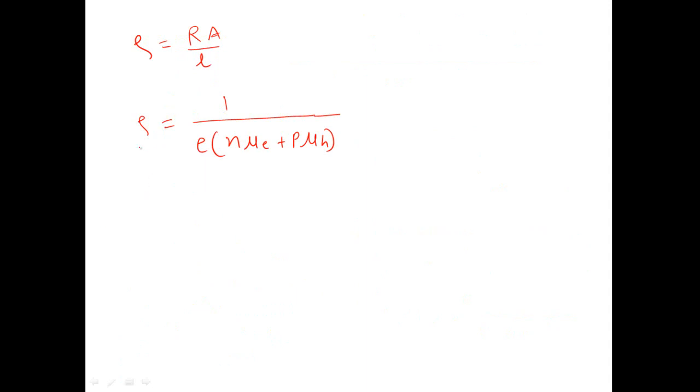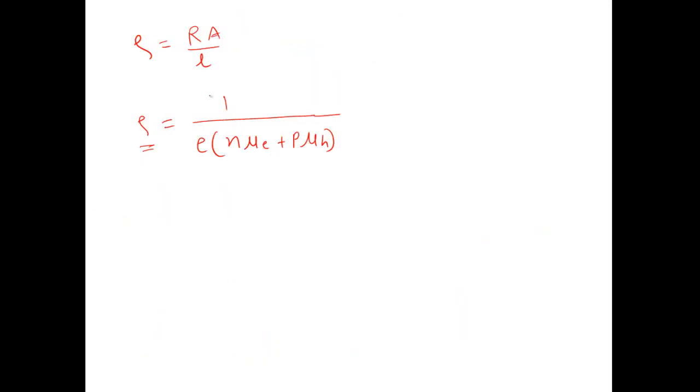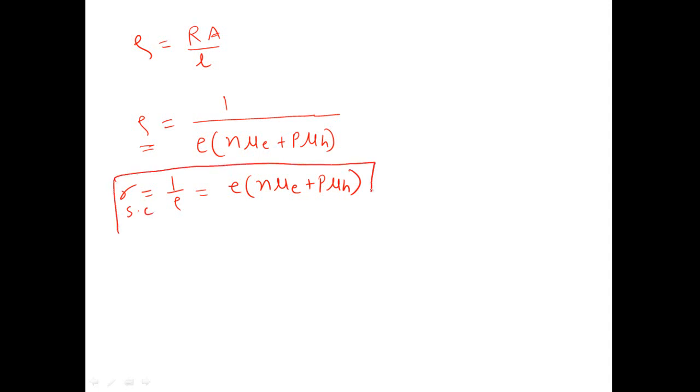Now this is the equation in terms of resistivity, but we are going to derive the equation for conductivity of a semiconductor. You know that the reciprocal of resistivity is conductivity. So conductivity sigma will be the reciprocal of resistivity, and that will be equal to e into n into mu e plus p into mu h. So this is the expression for conductivity of a semiconductor.